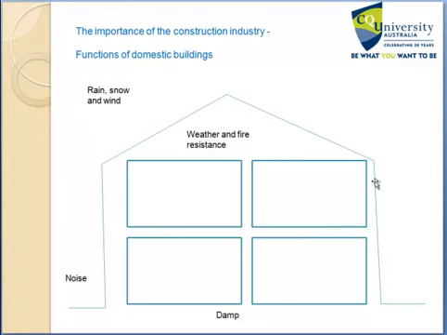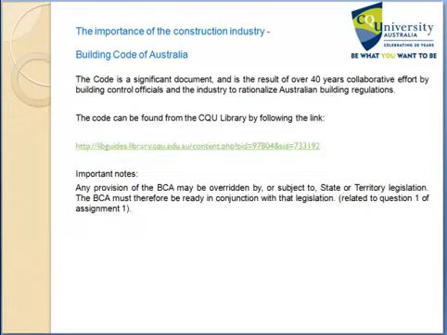The roof here will provide adequate weather and fire resistance and thermal insulation, and the walls here are to provide adequate weather resistance and thermal and noise insulation, and the floor here is to provide adequate damp resistance. So this is what buildings are going to provide us.